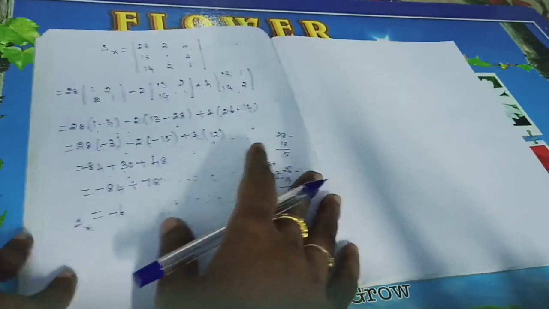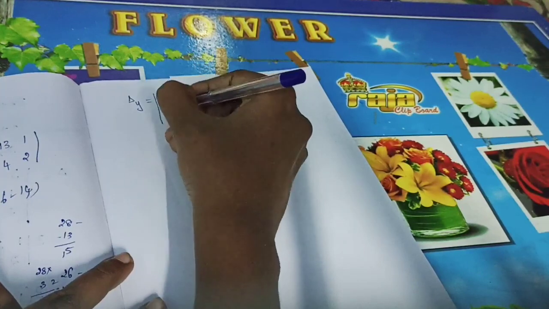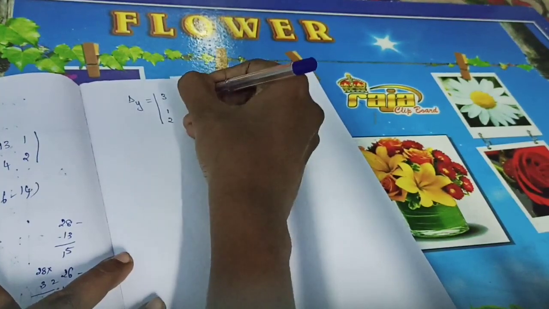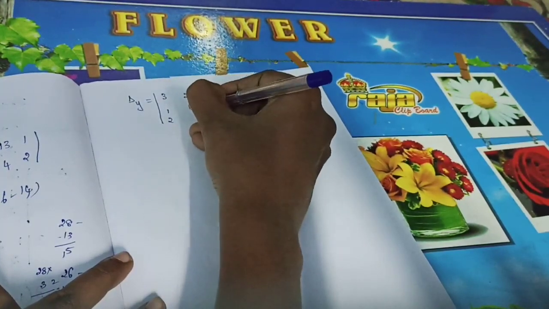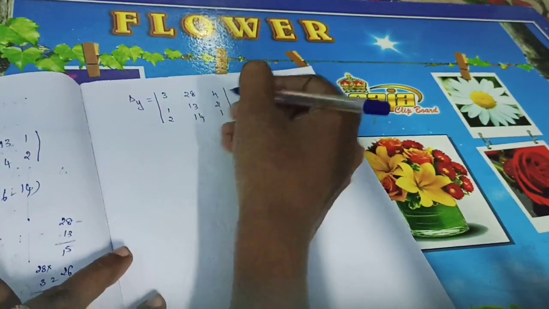Understand? Next what will you do? You will find delta y. So delta y is equal to: first row as it is, 3, 1, 2. Bring the constants here, 28, 13, 14. Last row as it is, 4, 2, 1.